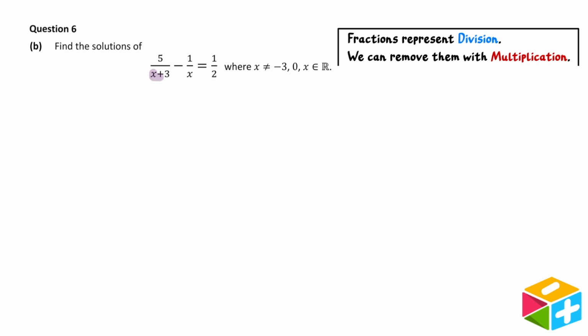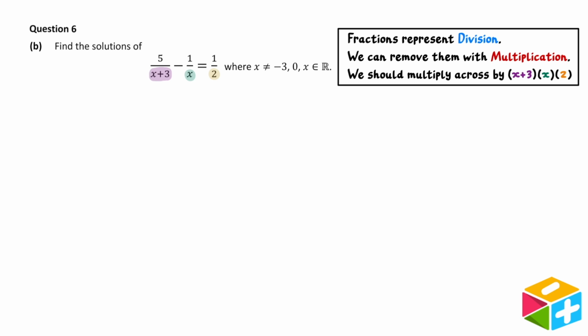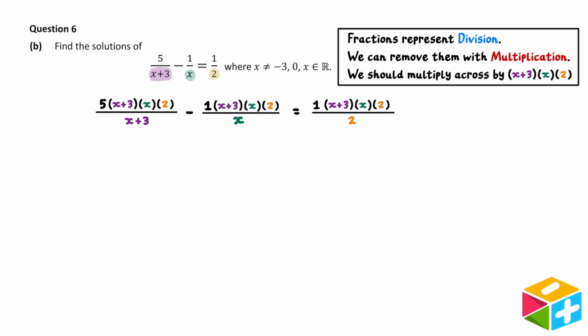The x plus 3 beneath the line represents division by x plus 3. So to get rid of this, we should multiply by x plus 3. The x here represents division by x, so to get rid of this, we should multiply by x. And the 2 beneath the line here represents division by 2, so to get rid of this, we should multiply by 2. We can combine all these multiplications into a single step by multiplying across our equation by x plus 3 times x times 2. So let's multiply each of our 3 fractions by this term.